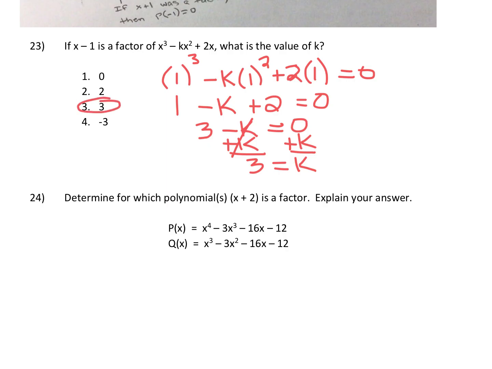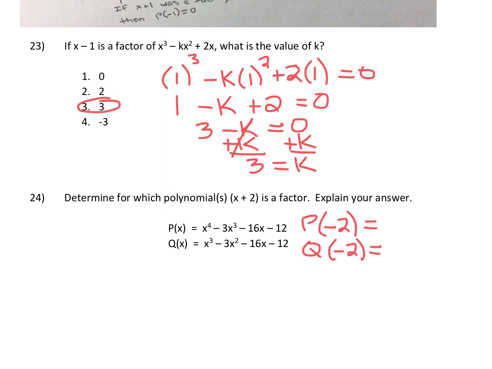All right, number 24. Determine for which polynomials x plus 2 is a factor. Explain your answer. So we actually have to try it for both of these because it could be one of the polynomials or it could be both of them. That's why they put this little s at the end. So we have to figure out what p of, remember, negative 2, we plug in the opposite sign. So let's figure out what p of negative 2 is equal to. And then when we're done, we're going to figure out what q of negative 2 is equal to.